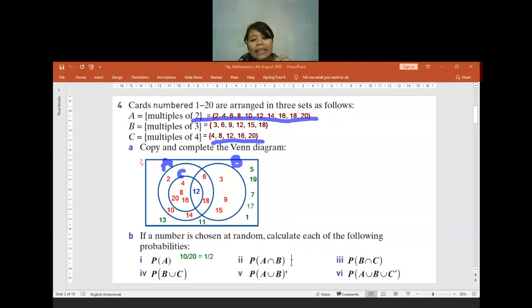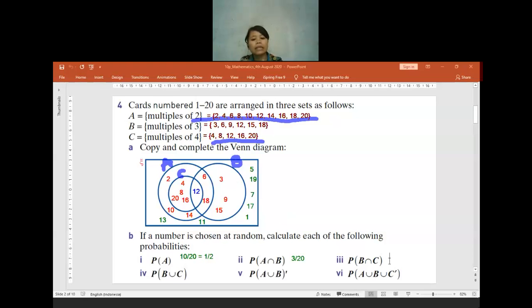Probability of A intersection B. How many members are there in the part of intersection A and B? Someone said 3, someone said 2. Inside the circle A and B, there are 3 members of the intersection: 6, 12, and also 18. So it will be 3 out of 20. Is there anyone who is still confused? No? Okay. If no one is confused, I will move to question 3.